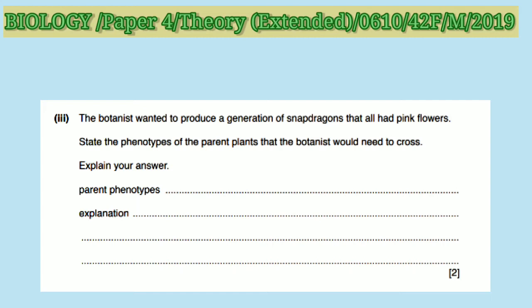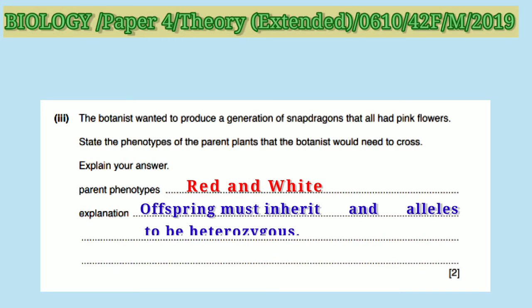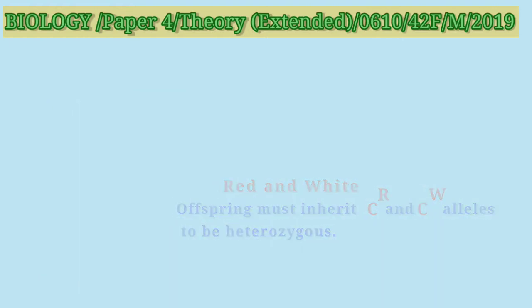Next question: the botanist wanted to produce a generation of snapdragons that had all pink flowers. State the phenotypes of the parent plants that the botanist would need to cross. Explain your answer. Parent phenotypes must be red and white. Since both are codominant, they will express themselves as pink in the next generation. The explanation is that offspring must inherit CR and CW alleles to be heterozygous.